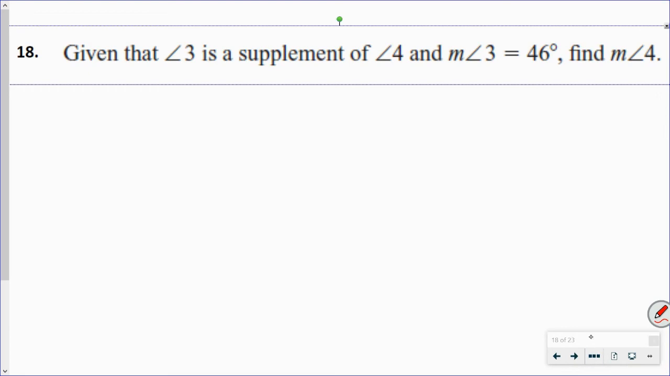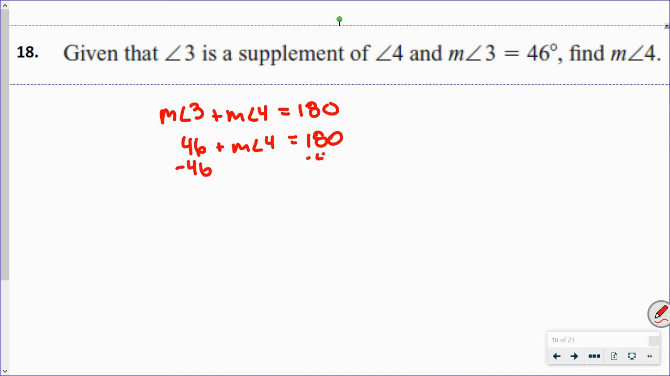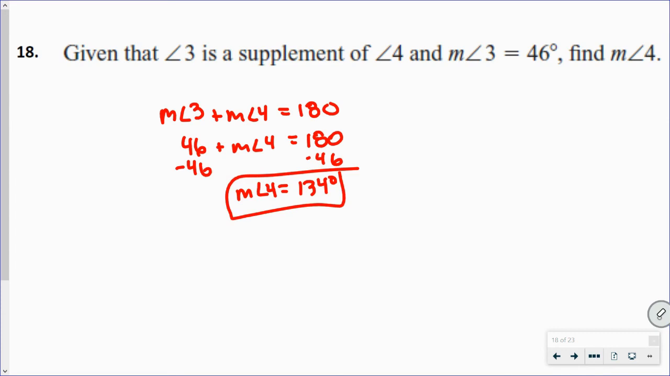especially once we move on to that next algebra class. Given that angle 3 is a supplement of angle 4, and angle 3 is 46, find angle 4. So again, the measure of angle 3 plus the measure of angle 4 equals 180. 3 is 46 plus the measure of angle 4 equals 180. So we're going to subtract 46. And you get the measure of angle 4 to be 134 degrees. So angle 3 and angle 4 are supplementary angles.